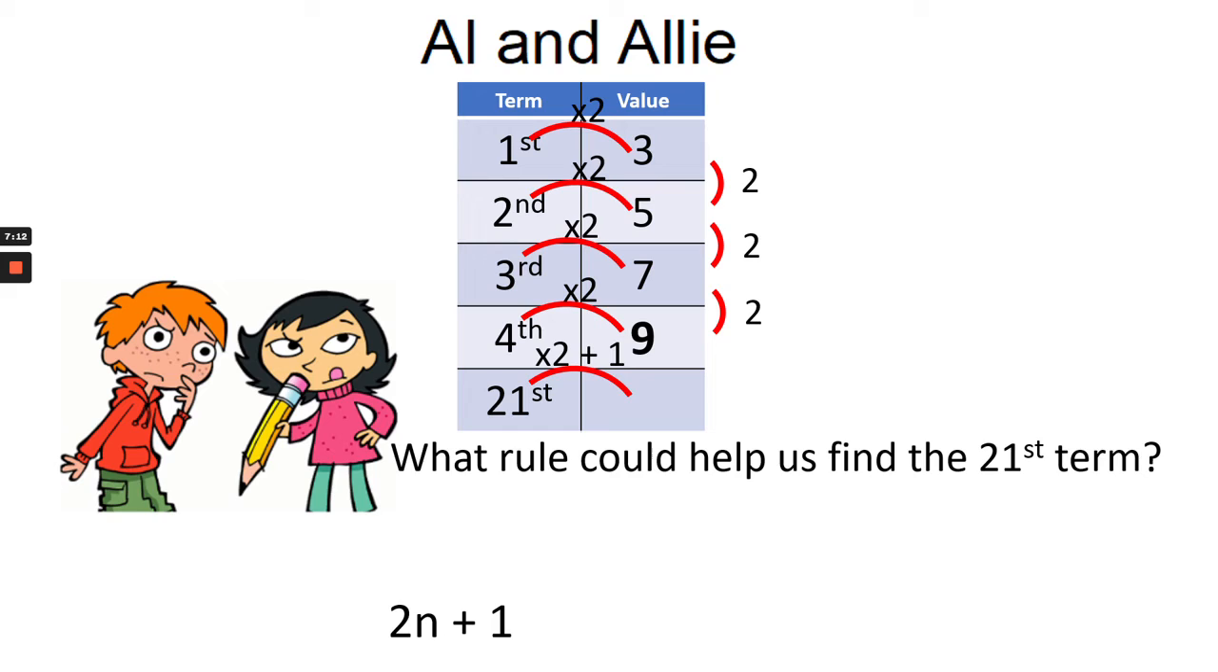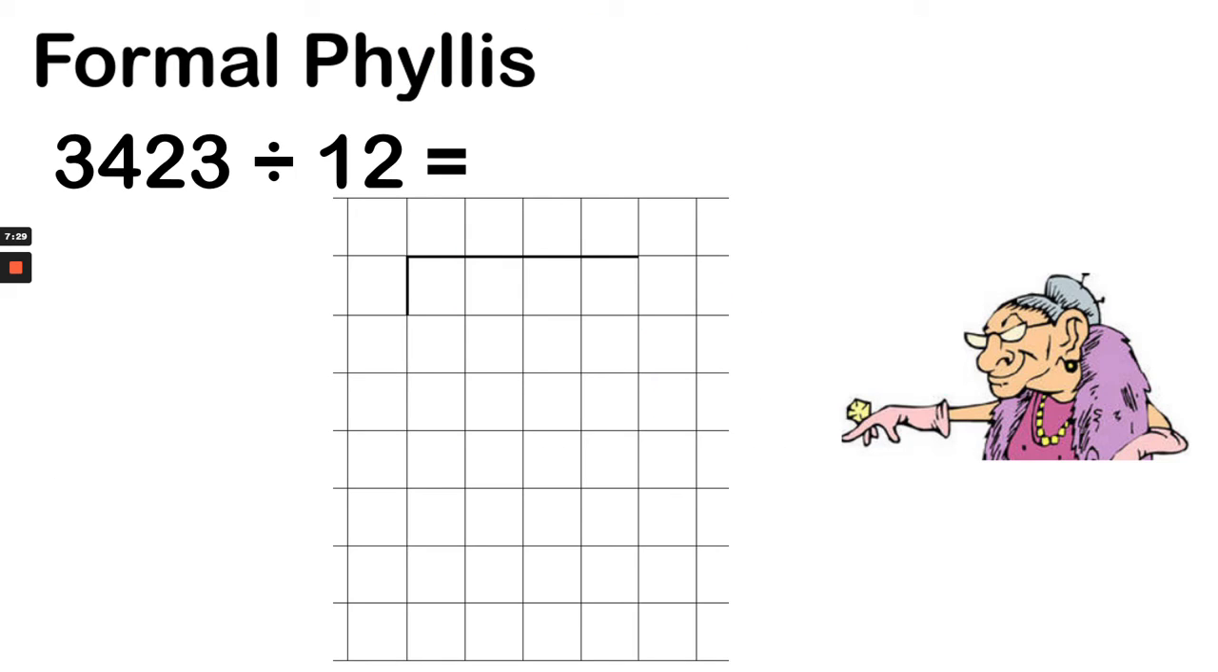All right, let's have a look. 2 times 21 plus 1 gives me 43. 43 would be the 21st number in my sequence. Brilliant job if you got that one, Year 6. Well done.